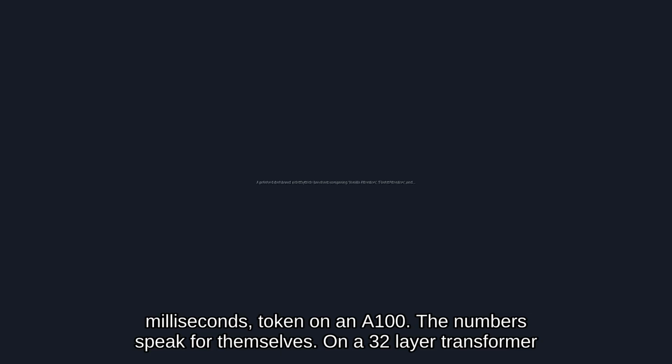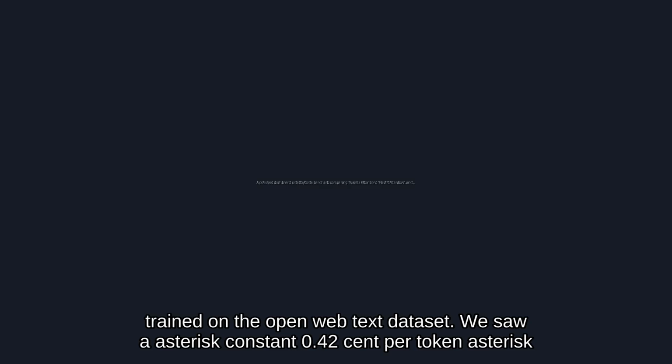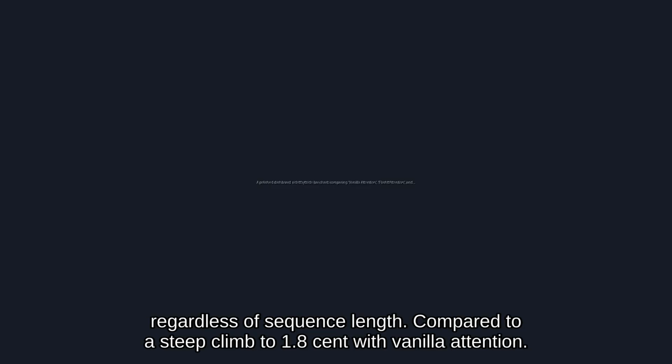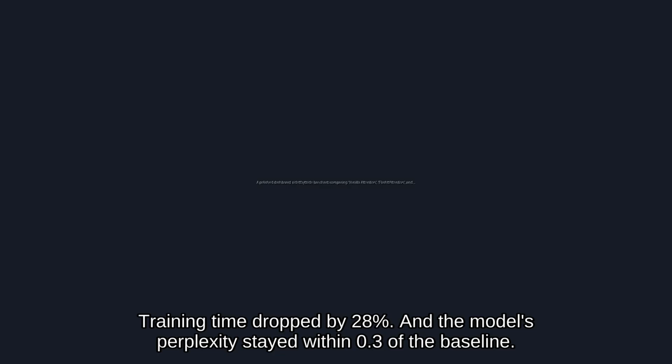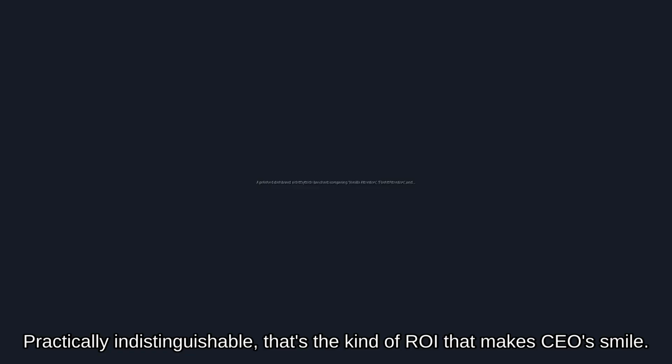On a 32-layer transformer trained on the OpenWebText dataset, we saw a constant 0.42 cent per token regardless of sequence length, compared to a steep climb to 1.8 cent with vanilla attention. Training time dropped by 28%, and the model's perplexity stayed within 0.3 of the baseline. Practically indistinguishable. That's the kind of ROI that makes CEOs smile.